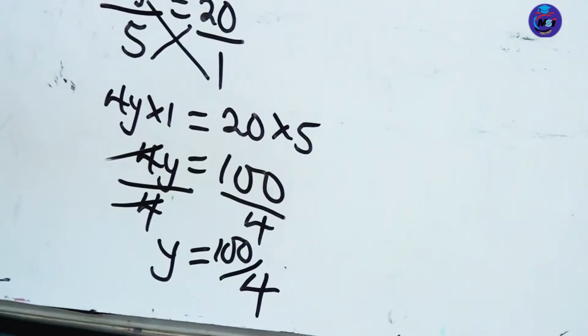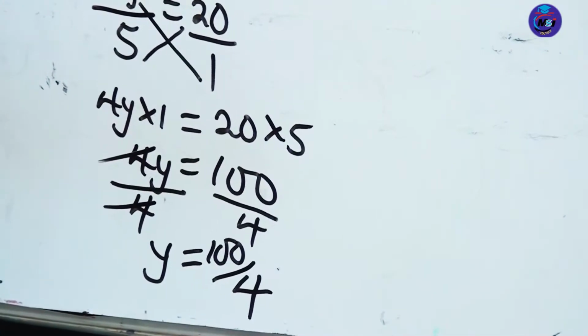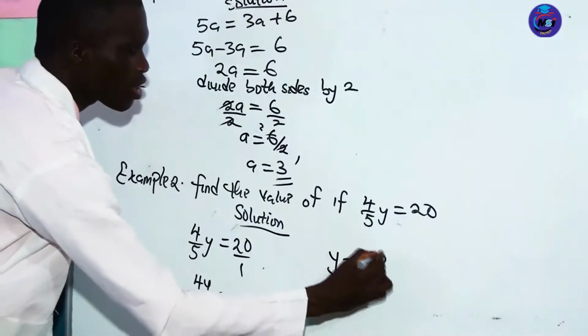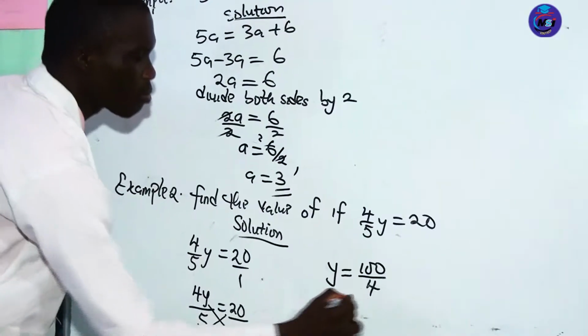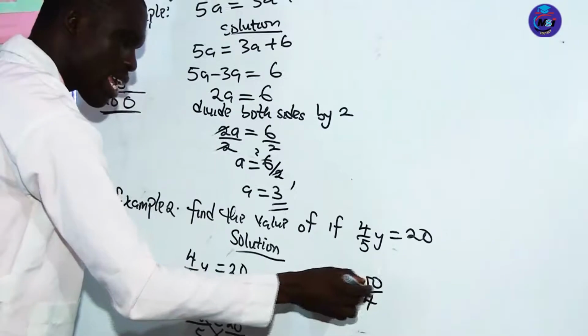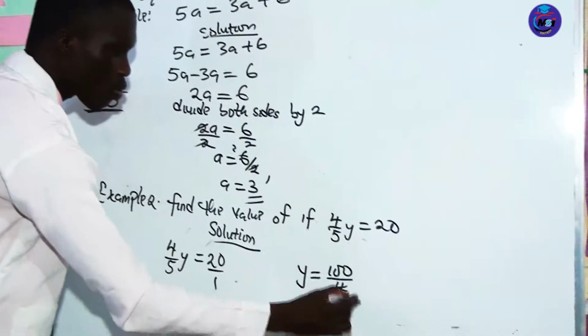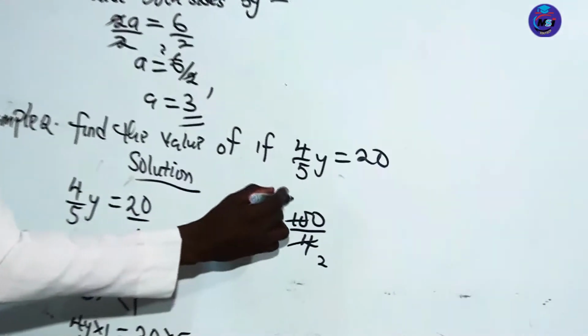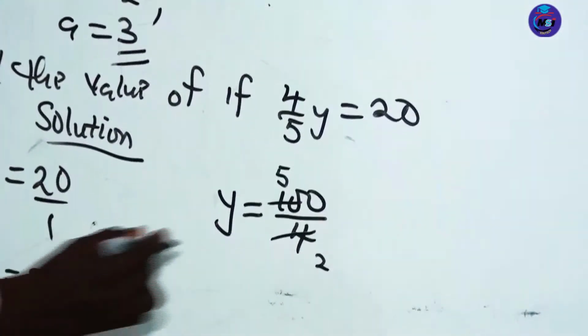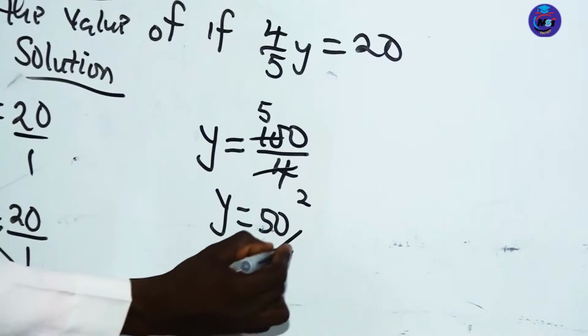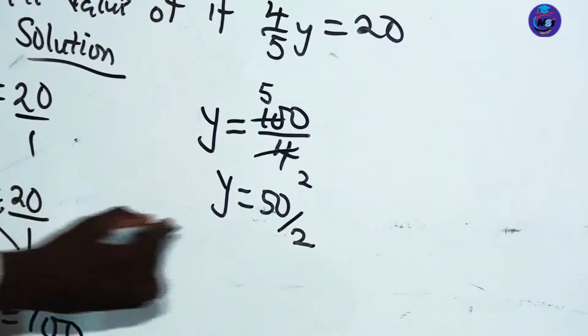100 divided by 4. What are we going to do? Y will give you 100 all over 4. How many 2 can you see in 4? 2. Here, 2. 2 in 10, 5. Y will give you 50 all over 2.